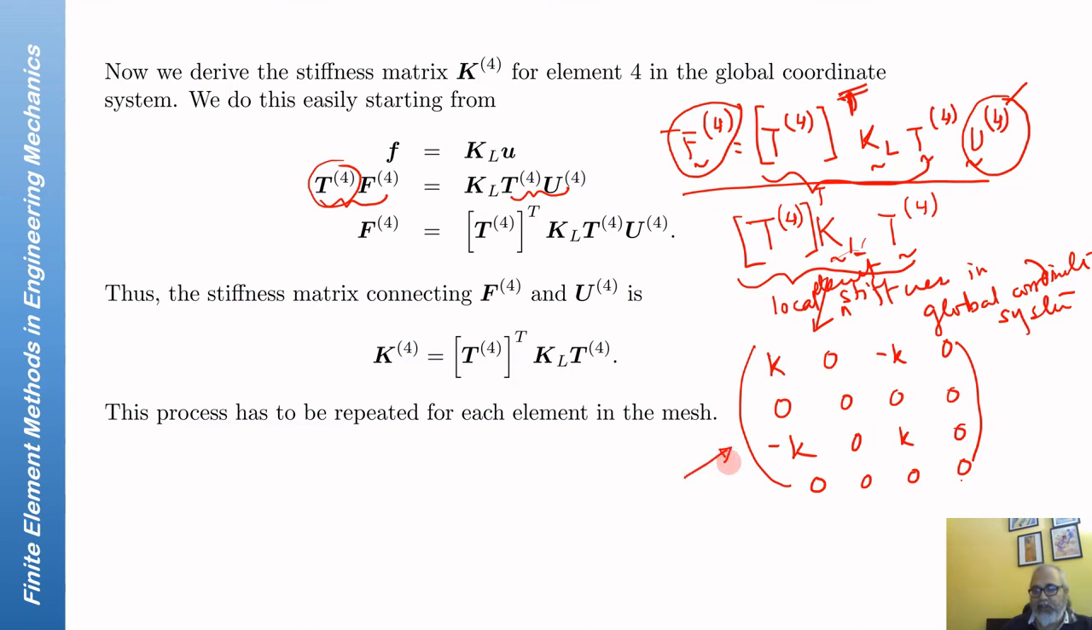This, on the other hand, was the local stiffness matrix in the local coordinate system. This is the local stiffness matrix in the global coordinate system, because it relates the forces in the global coordinate system to the displacements or degrees of freedom in the global coordinate system. This related the forces in the local coordinate system to the degrees of freedom in the local coordinate system. So this is how you find the elemental stiffness matrix in the global coordinate system.